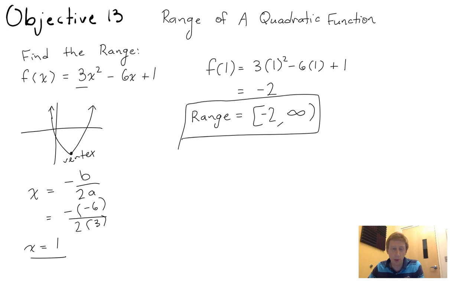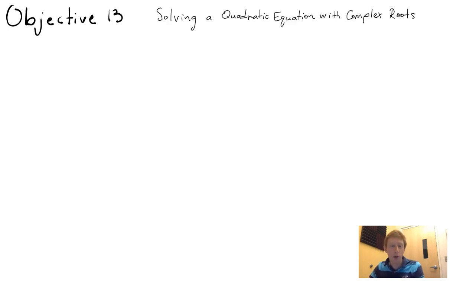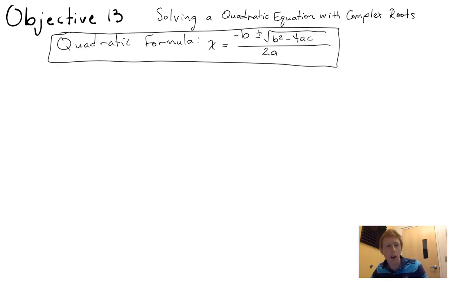So the next topic we'll go over is solving a quadratic equation with complex roots. With this topic, you will be given an unfactorable quadratic equation, which will have complex roots. And using the quadratic formula, you will find these complex roots. Remember the quadratic formula is x equals negative b plus or minus the square root of b squared minus 4ac all over 2a. Also, remember that a negative in a square root is undefined. However, it can be expressed as a complex number. The square root of negative 1 is equal to i.